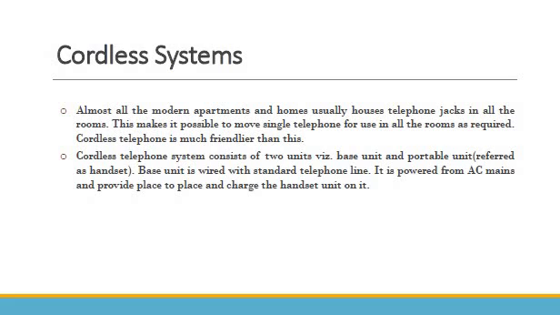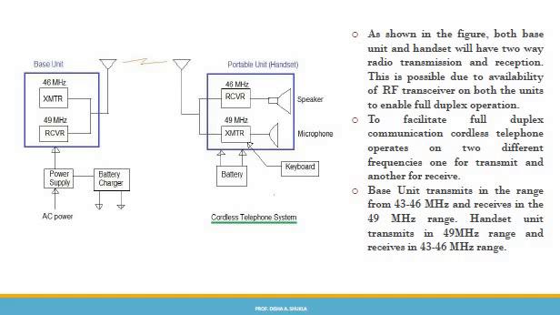Now the base unit is wired with the standard telephone line. The way wired telephones are jacked to the telephone line, the same way here the base unit is wired with the telephone line. It is powered from the AC mains, and it provides the place to place and charge the handsets. As I already said, the handset will be charged using that particular base unit. So this is the whole figure of the cordless system.